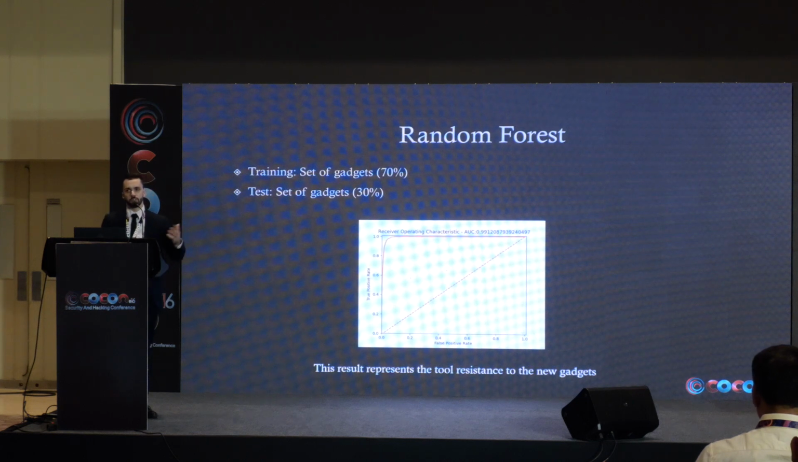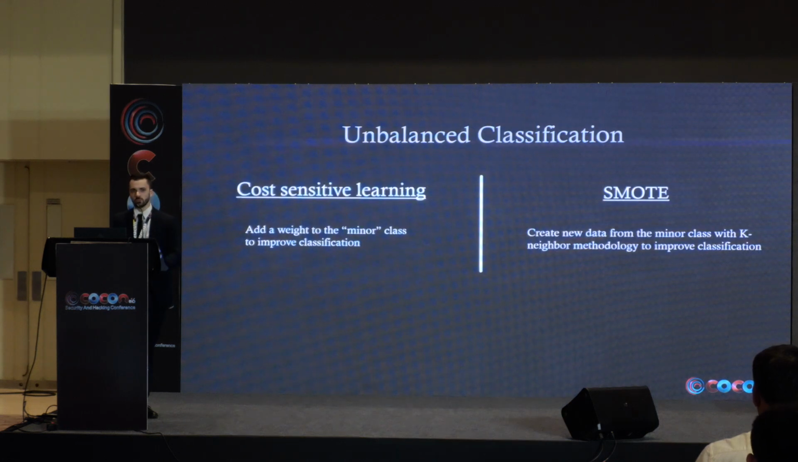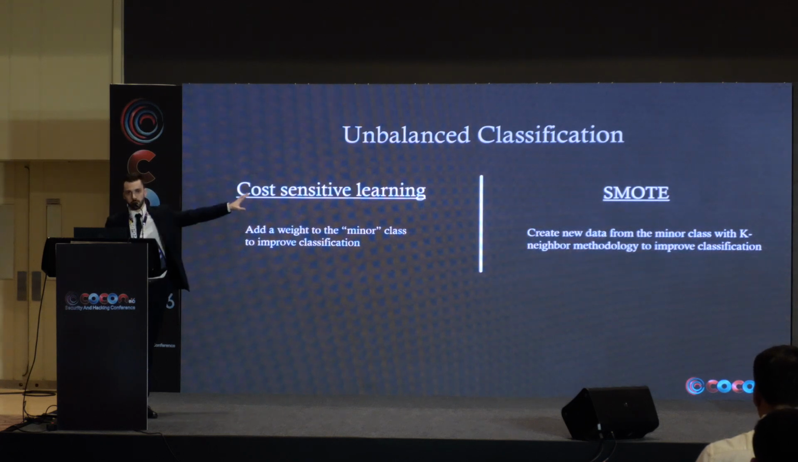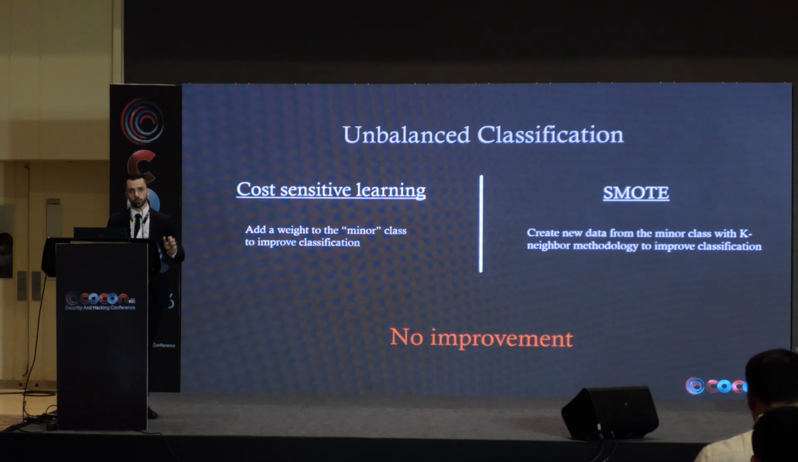For that, we take a training set of 70% of our set of gadgets and 30% for the test. To quickly share with you, the purpose is not to go into detail, but our data is completely unbalanced, so we have tested some methods to solve this problem of unbalanced data, cost-sensitive learning and SMOTE, but we had no improvement, so we won't talk about it.